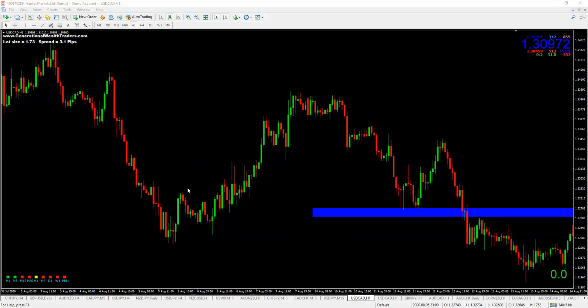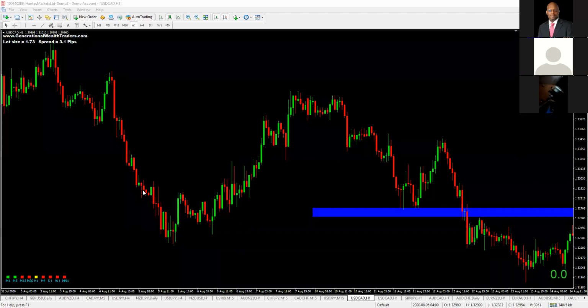Sometimes it could just be a pullback, and as we've said earlier today, what you see as support and resistance on a lower time frame is not necessarily what you would see as support and resistance on a higher time frame. In a sense, what is support and resistance on a lower time frame is not the same as we have it on the higher time frame. I'll just explain some more quickly.